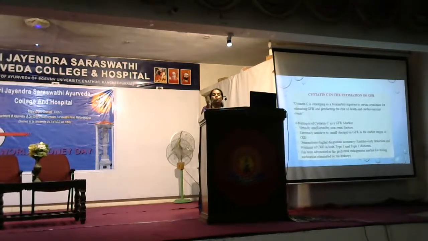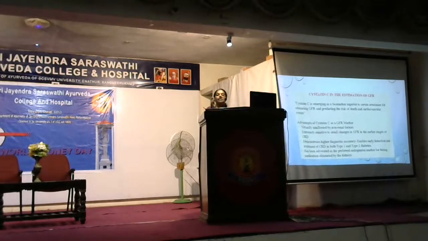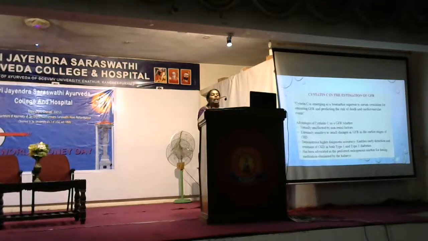Glomerular filtration rate assesses how much blood is filtering through the glomerular apparatus per minute. Cystatin C is very sensitive and will detect early changes in the glomerular apparatus, and demonstrates higher diagnostic accuracy mainly in type 1 and type 2 diabetic conditions, and has been advocated. Along with that, a further importance of cystatin C is that it will help the general physician assess how the medication is acting.